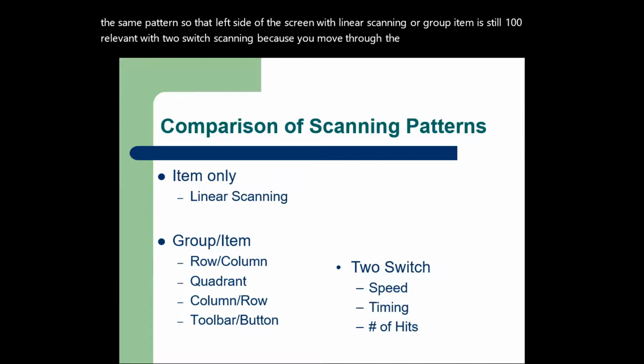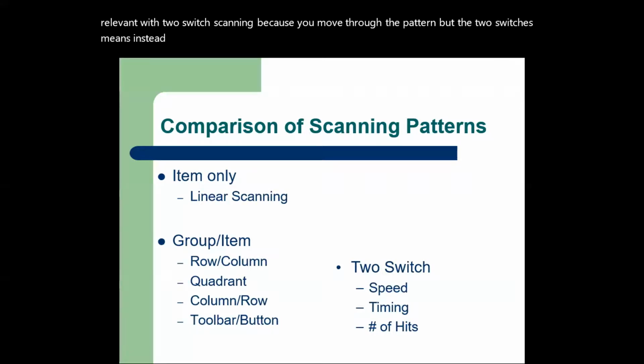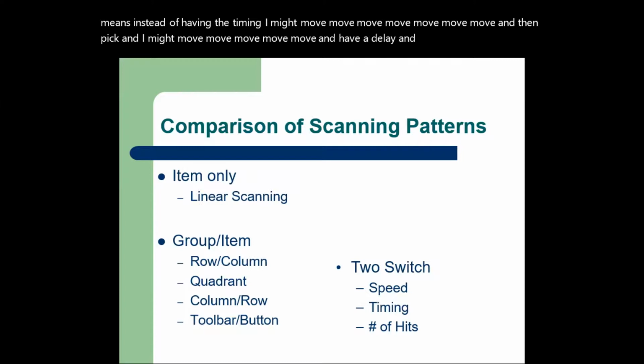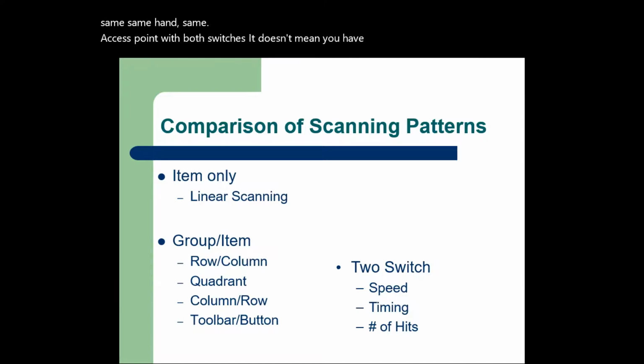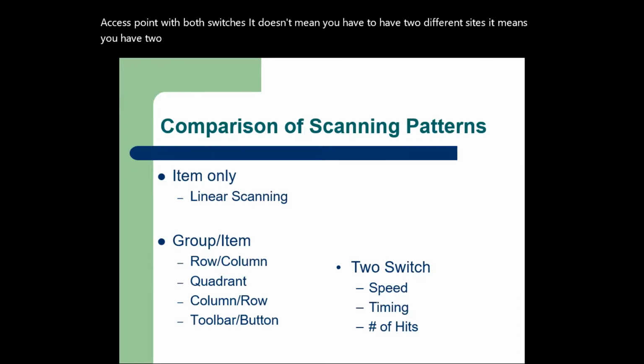But the two switches means instead of having the timing, I might move, and then pick. And I might move, and have a delay, and then pick with the same hand, same access point with both switches. It doesn't mean you have to have two different sites. It means you have two different switches. So again, just a little dynamic there.